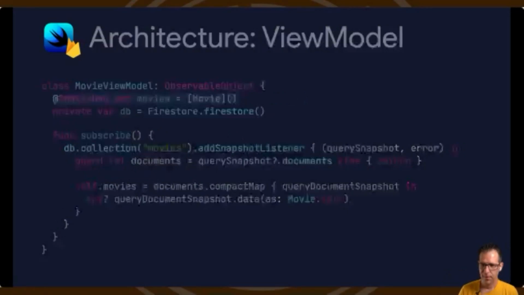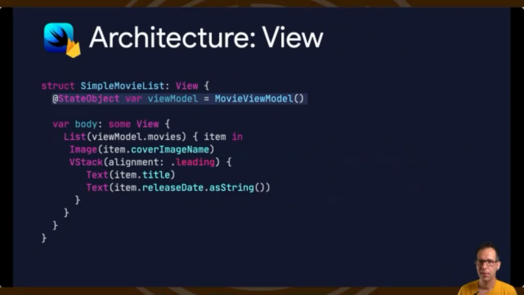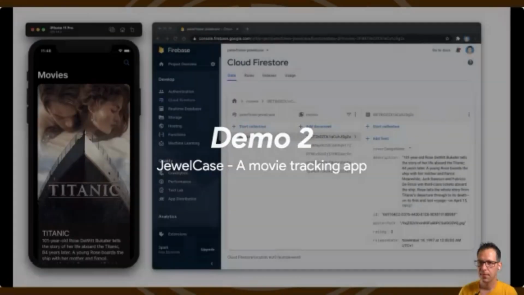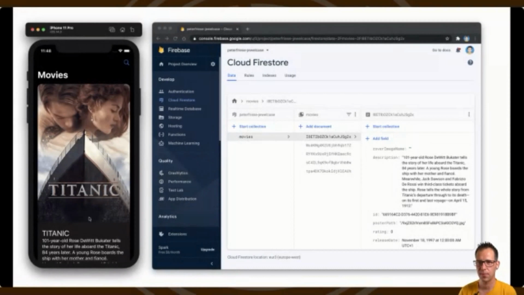OK, next slide. So this is the view, it's a simple view. And as I mentioned, we're subscribing to the movie view model by using the @State object property wrapper, which tells SwiftUI, OK, here is an object that we want to listen to. Please re-render the screen, re-render all the views whenever something changes here.